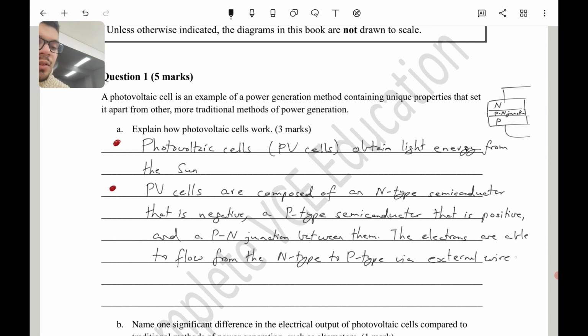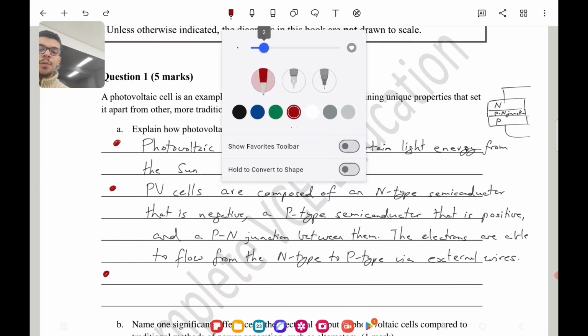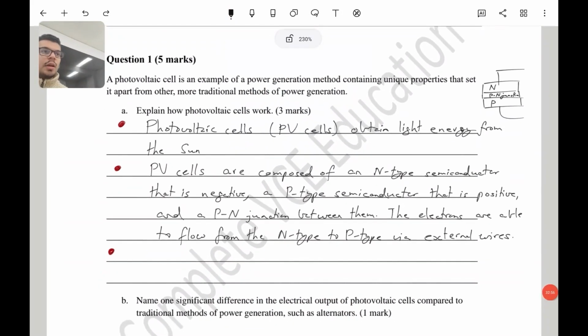The last sentence here in this dot point is not super important for you to mention, but it's still good to mention just to make sure that you get the second mark. Okay, but the main point is listing the N and the P-type semiconductor, their charges, and also the P-N junction. Okay, those three components are the key components of our PV cells. Now, let's talk about how these cells actually generate a DC voltage.